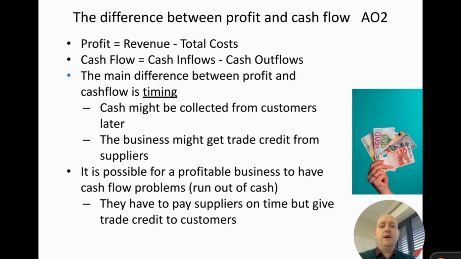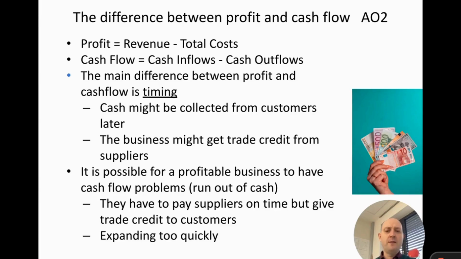So in this situation, we now get a possibility where a profitable business can have cash flow problems. This might just come down to the fact that they pay their suppliers on time, but give trade credit to customers. So managing this relationship is really important. Ideally, we want the customers to pay as soon as possible. We want to pay our suppliers as late as possible in theory. Another example might be expanding too quickly, but we'll get to that on the next slide.